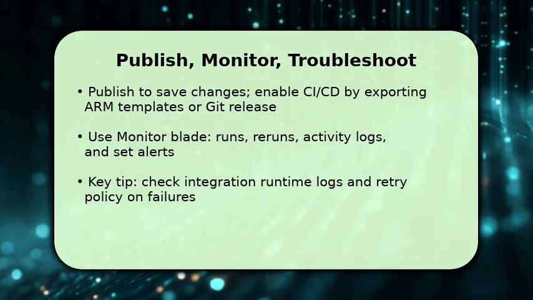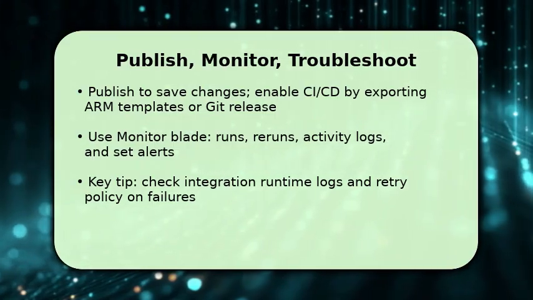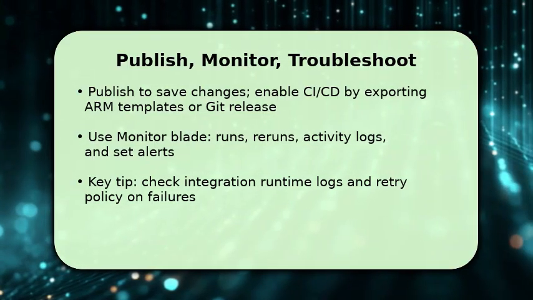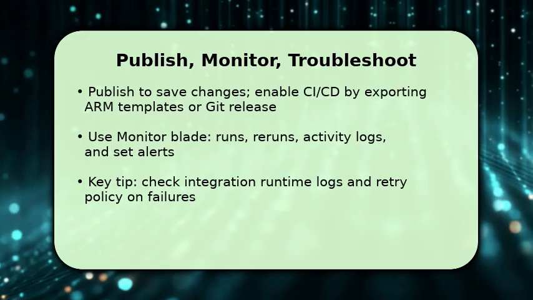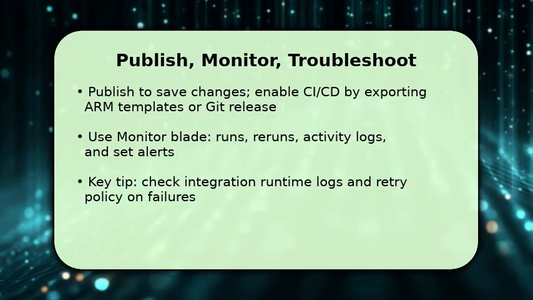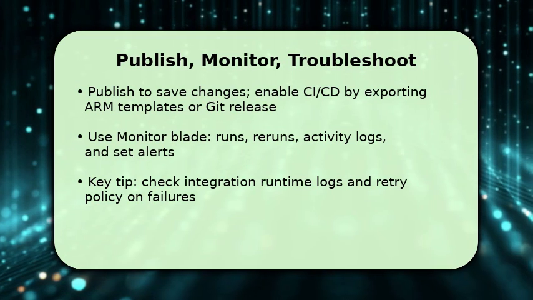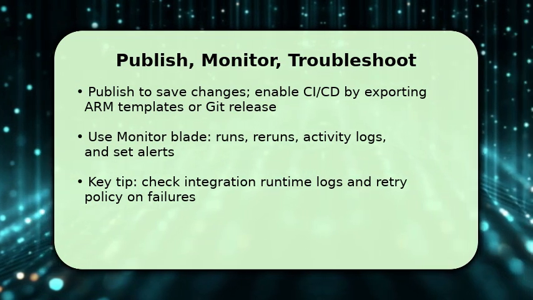Then monitor pipelines in the Monitor blade, review run history, activity durations, and error details. Make sure to configure alerts for failed runs and health metrics. If things go wrong, first check the integration runtime logs and the activity error message. Then tweak retry policy.